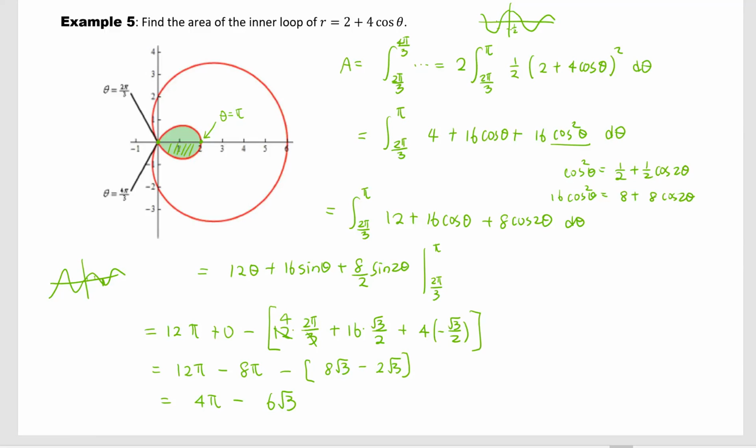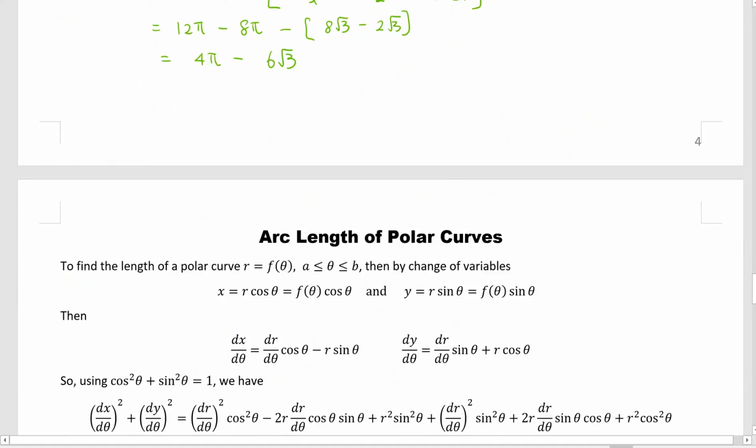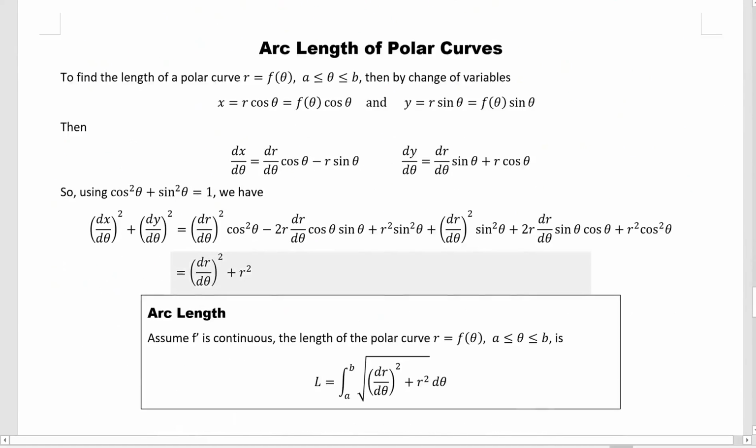And the total area, I mean, because we already multiplied by 2 copies at the beginning. So far, so good, everybody? Okay, so that is how to compute the area. The last application, arc length of polar curves.